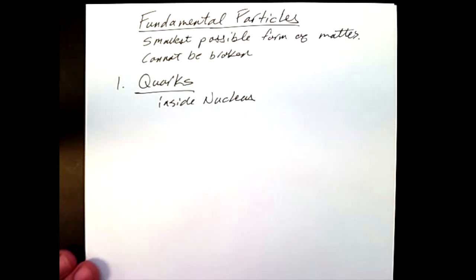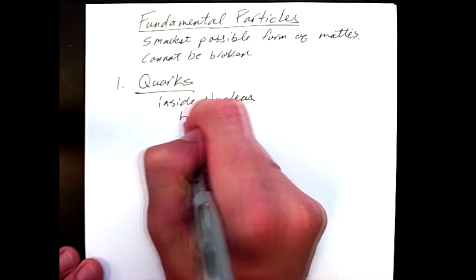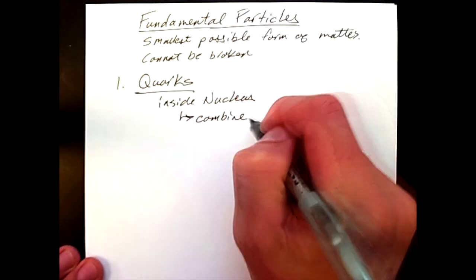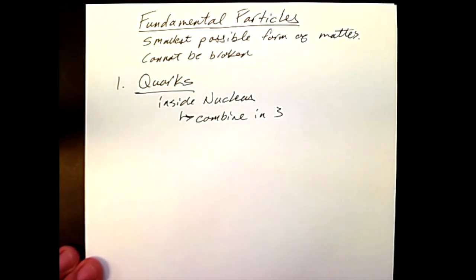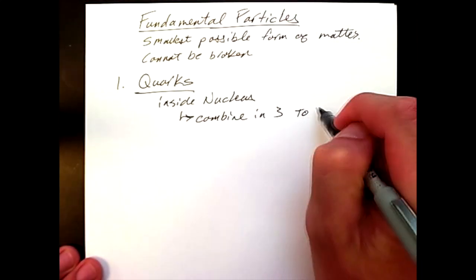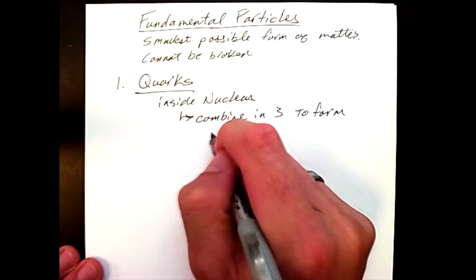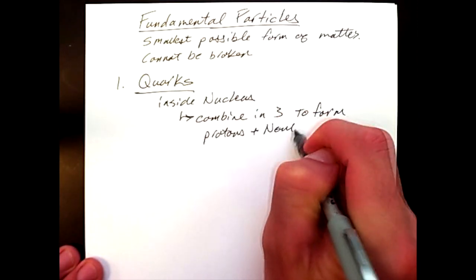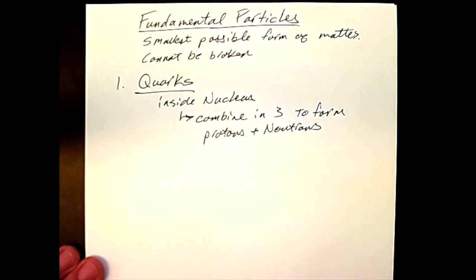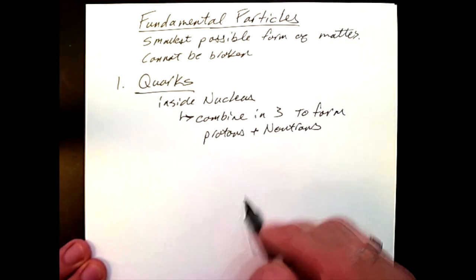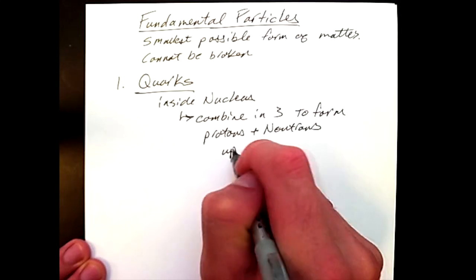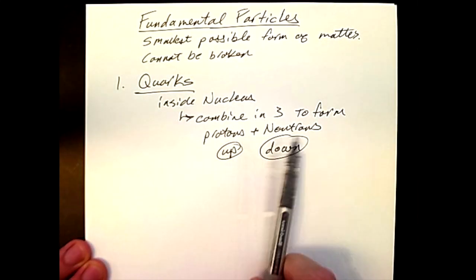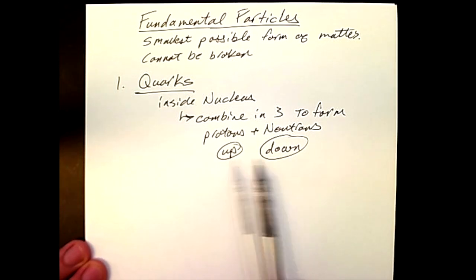which we've already identified as protons and neutrons. What's interesting here is that there are actually combinations of triplets, three, they combine in threes, in order to form protons and neutrons. This is very interesting because the most common two forms of quarks are called up quarks and down quarks. And protons and neutrons are actually entirely comprised of up and down quarks.